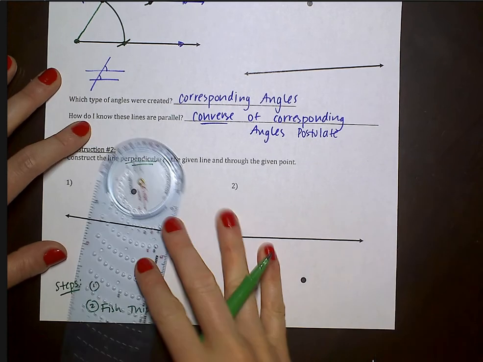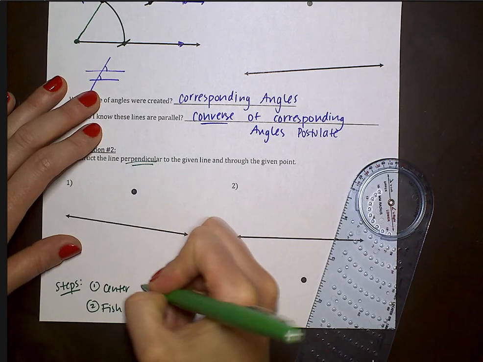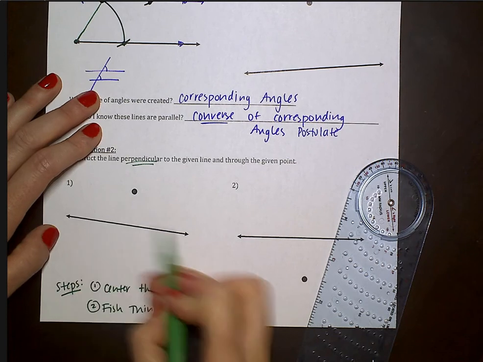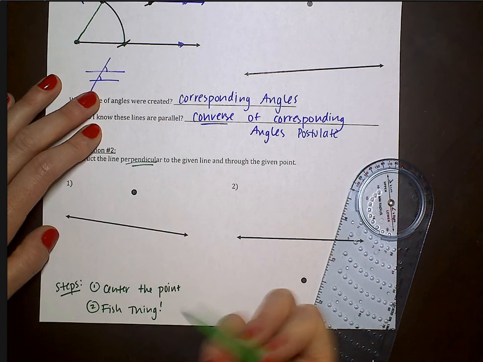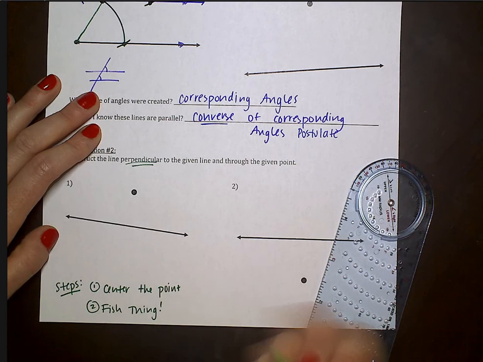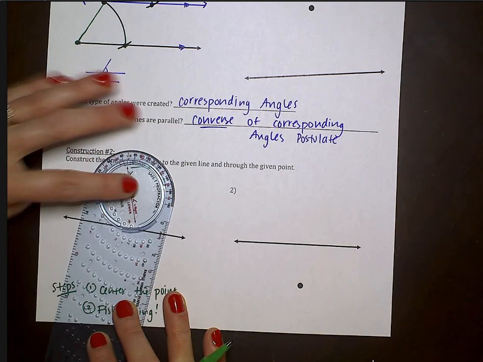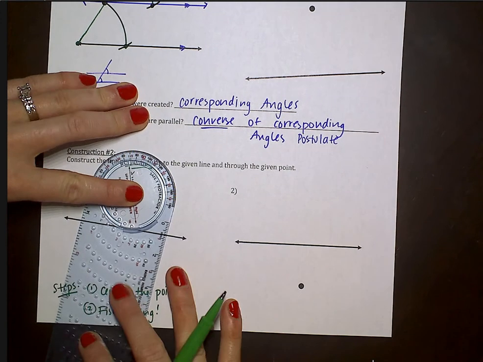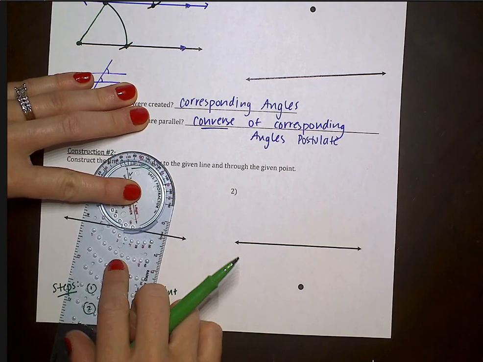The first thing you have to do is center the point. So I need to make the point in the exact middle of the line here, and then I can just do the perpendicular bisector thing I did last time. So to center the point, you do this. You put the brass circle on the point, and you make a big U, kind of like a smiley face. You make the mouth. So better to go with something too big than too small.